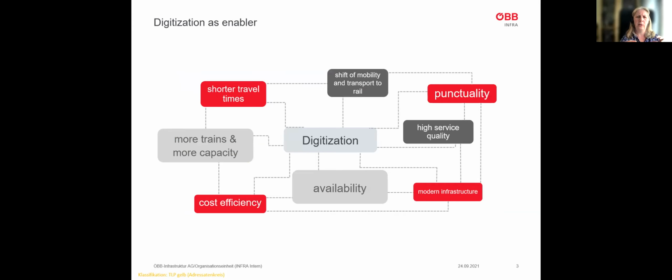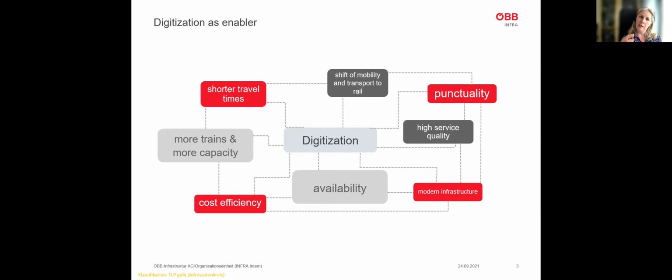And on the next slide, you can see some basic issues of infrastructure managers. I've mentioned availability. So of course, we always have to increase availability, the availability of our network for our customers. But on the other hand, we have to be very cost efficient. So we have always to reduce investment costs and maintenance costs, for example.